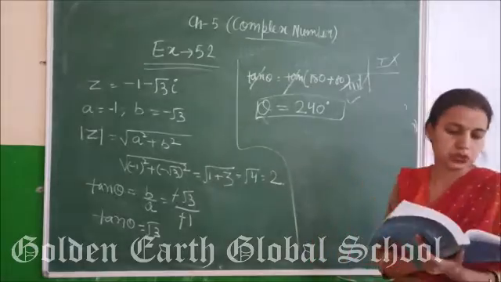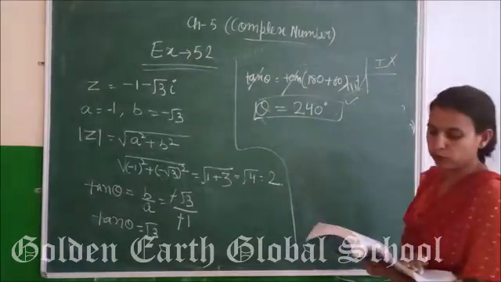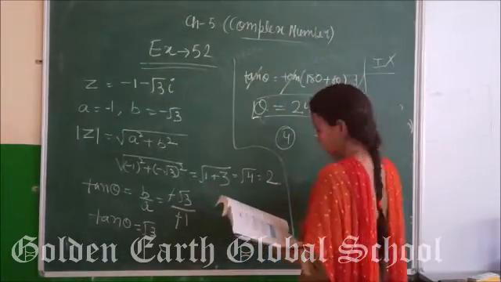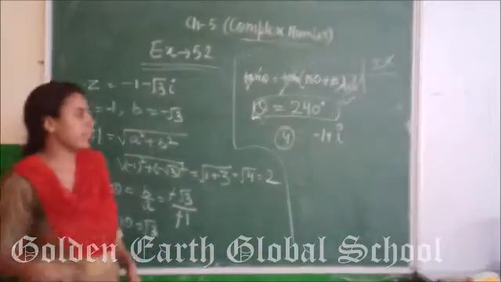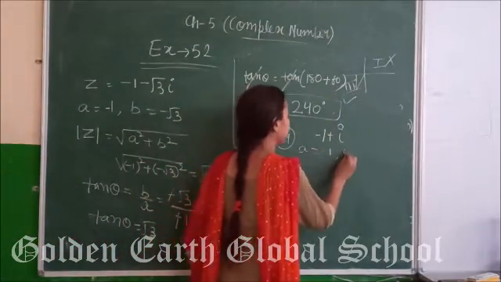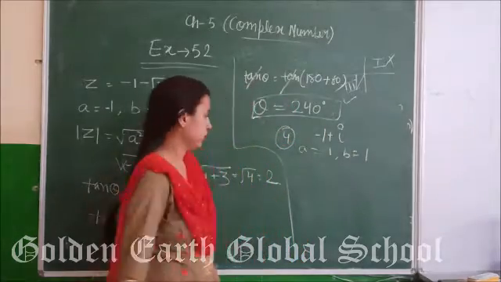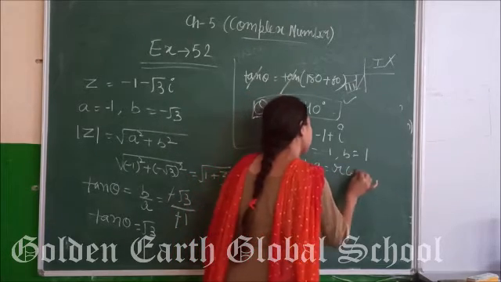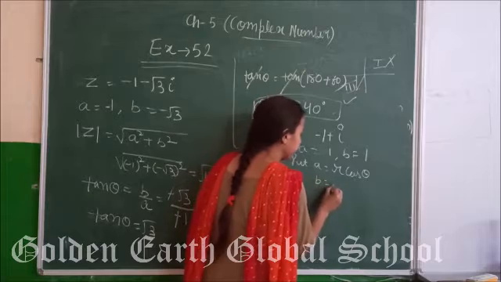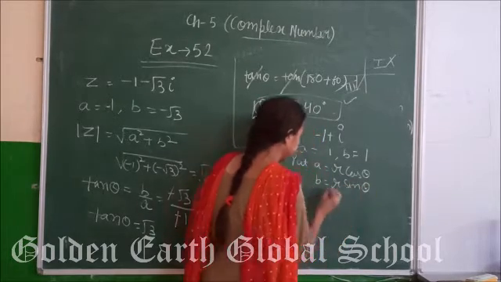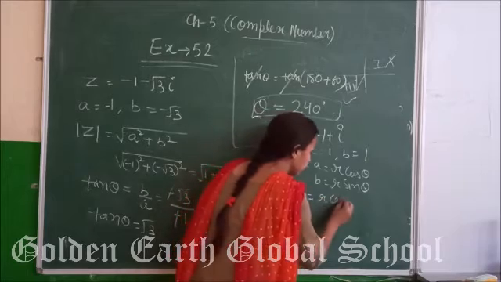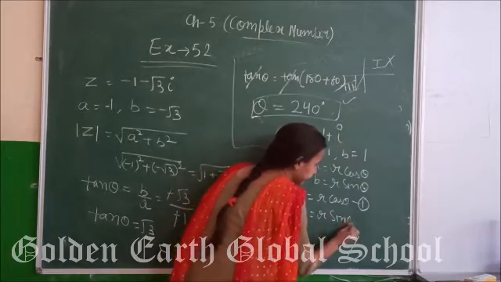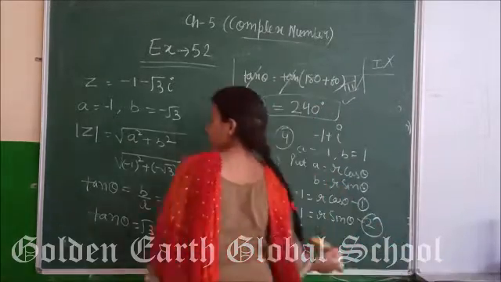Now the next questions, 3 to 8: convert into polar form. For example, take the fourth question, -1 plus i. First of all, a is -1 and b is 1. Now put a equal to r cos theta and b equal to r sin theta. That is, -1 is equal to r cos theta. This is the first equation, and 1 is equal to r sin theta. This is our second equation.